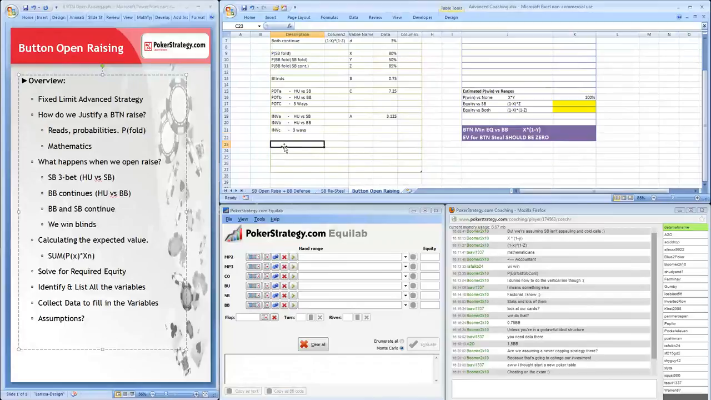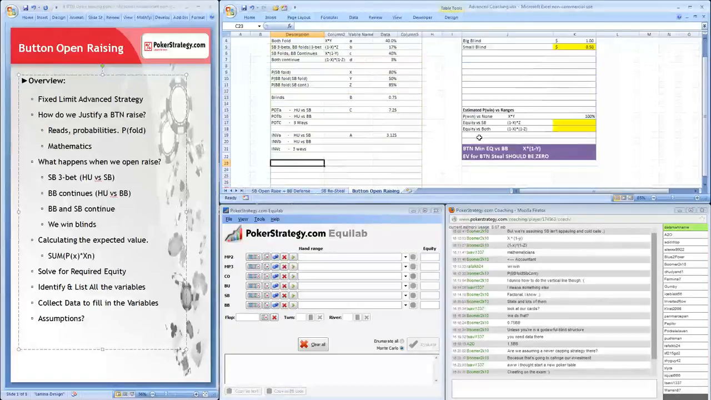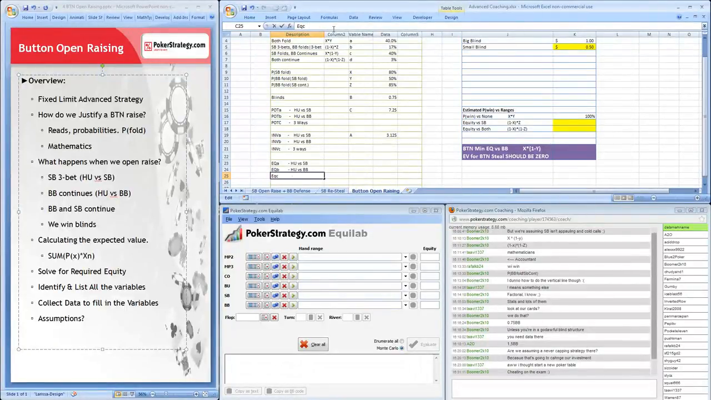Okay. Now, last, we're going to want to look at our equity in each of these situations. So we could have EQA. Let's see if it's going to cooperate. Nope, it's going to use autocorrect. And this is going to be, again, heads up versus a small blind. EQB, and that's heads up versus the big blind. And EQC. Gotta love autocorrect. And here we are 3 ways again.